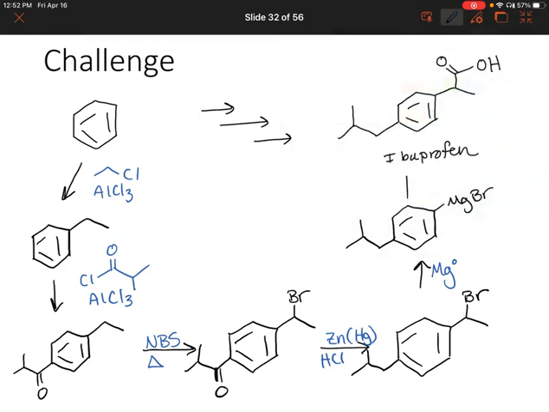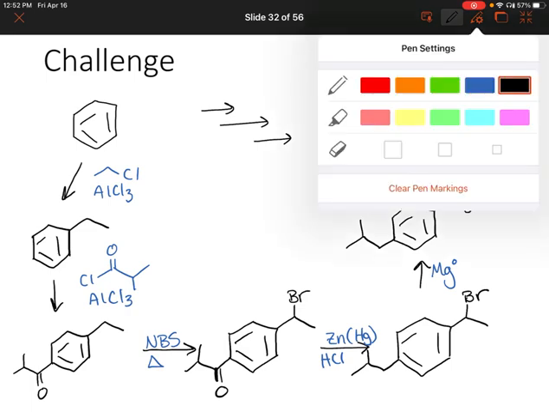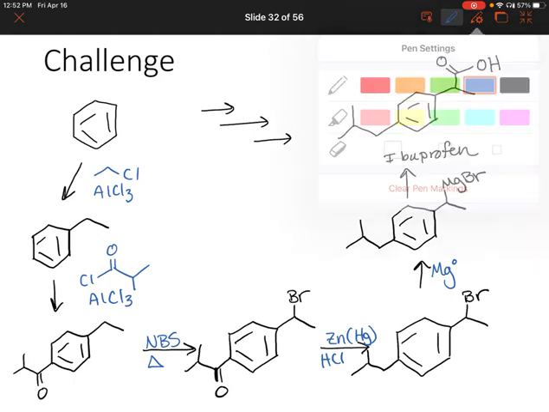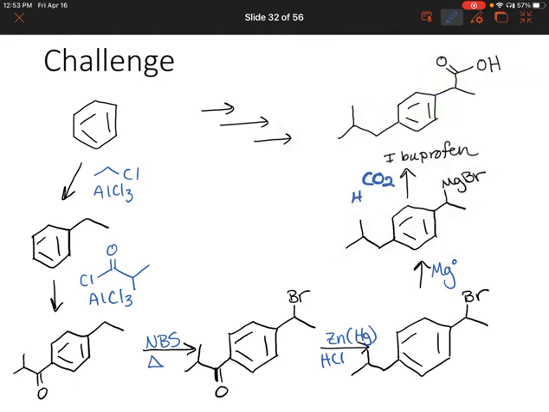And finally, I'm going to add carbon dioxide and acid to turn my Grignard reagent into a carboxylic acid. Oh, oops, I drew my Grignard reagent wrong. I apologize. There we go. So if we add CO2 and acid, remember that will turn that magnesium and bromine into a carboxylic acid.